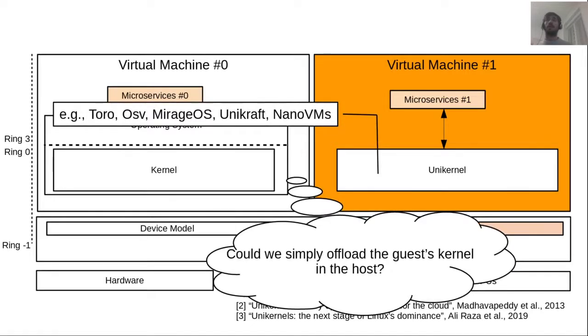In this context, we wonder if we can just offload the guest kernel to the host. This is called a kernel in user space because it is just a process in the host serving requests from the guest kernel.